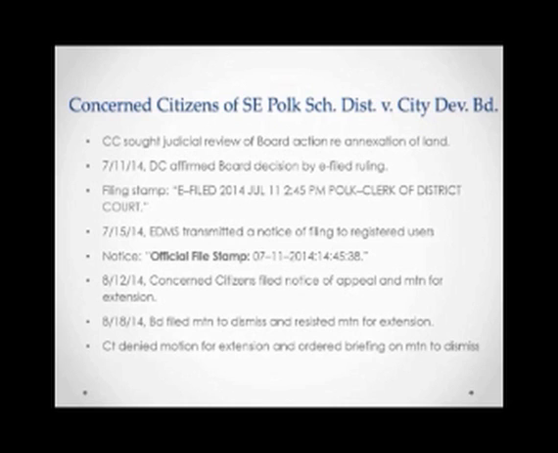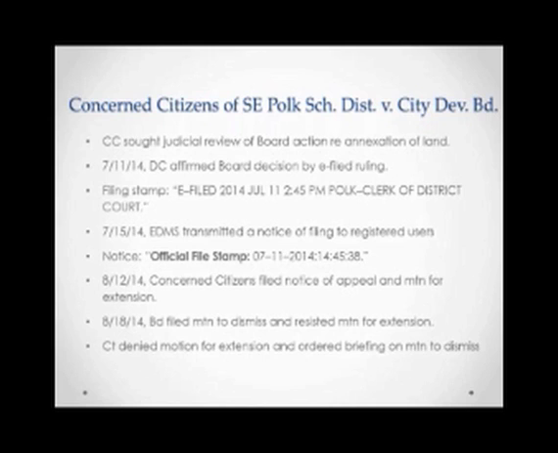So the next couple of cases are about EDMS and some of the changes that were brought about by this drastic overhaul of our filing system. So this case involved concerned citizens seeking judicial review of a board decision regarding annexation of land that was near a high school.